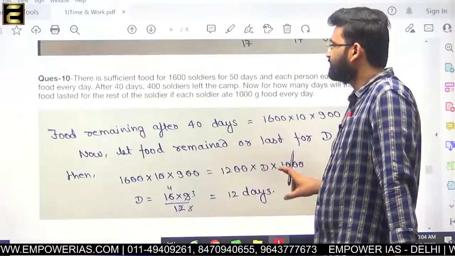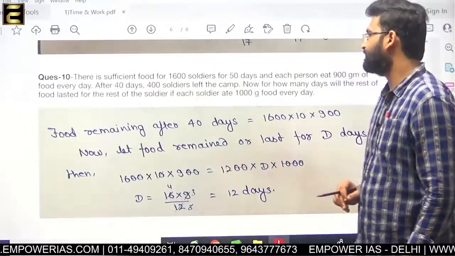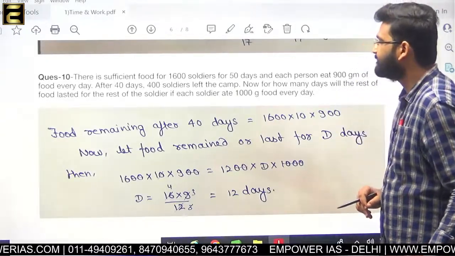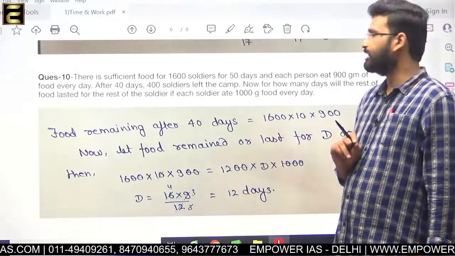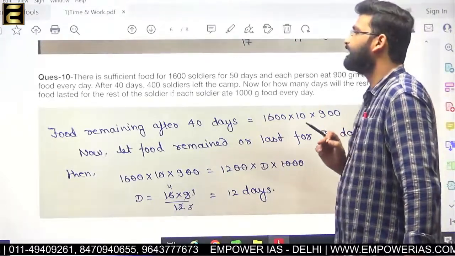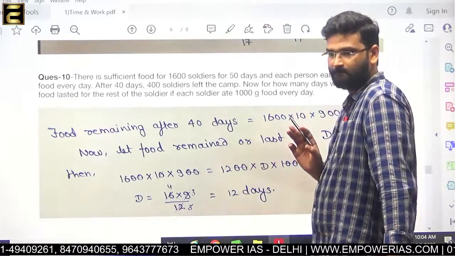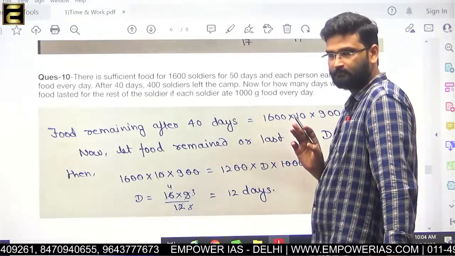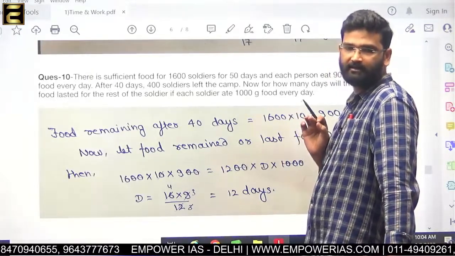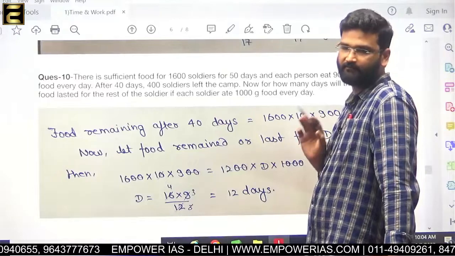Moving to this question: there is sufficient food for 1600 soldiers for 50 days. Now, try to understand this question. There is sufficient food for 1600 soldiers for 50 days, and each person eats 900 grams of food every day. There are various ways of solving the question, but we are interested in those ways which save our time.